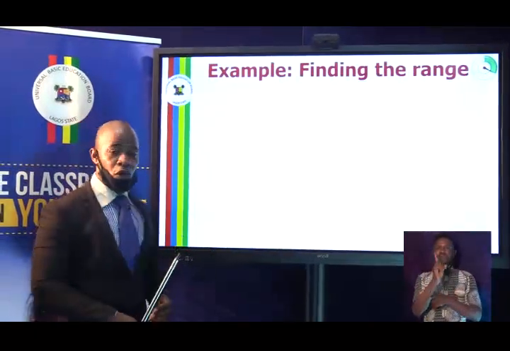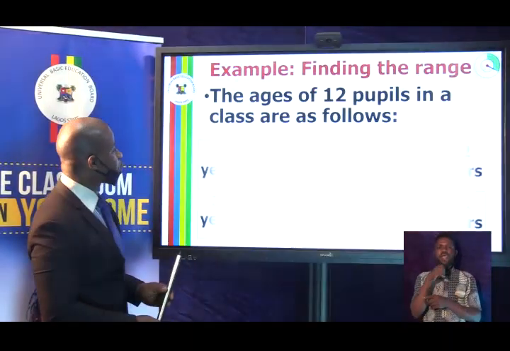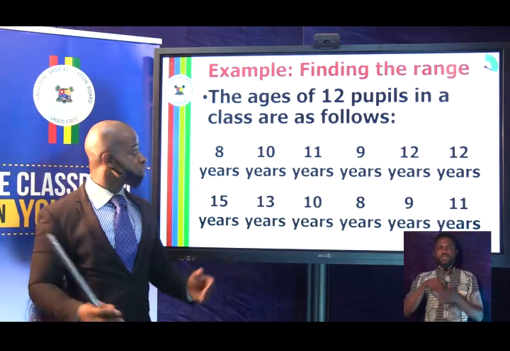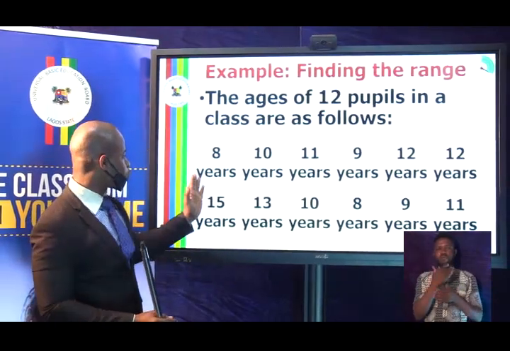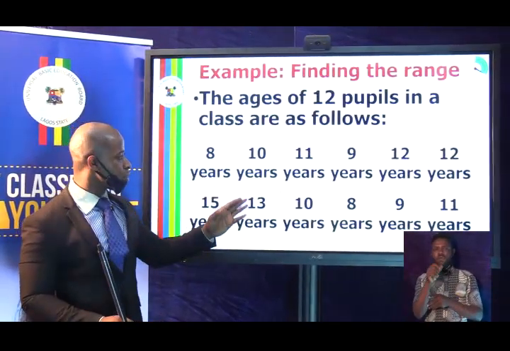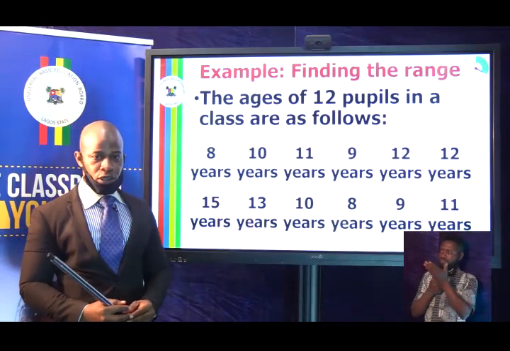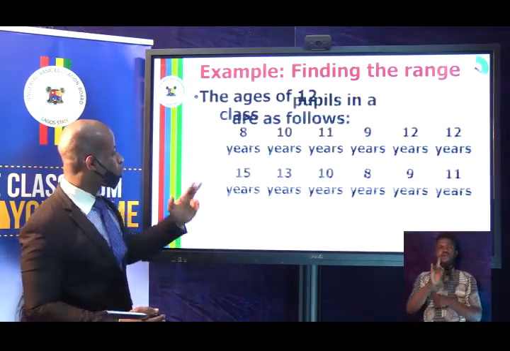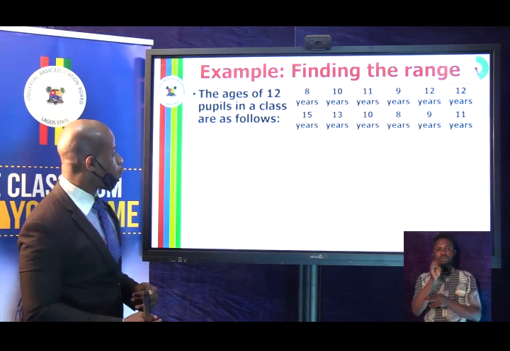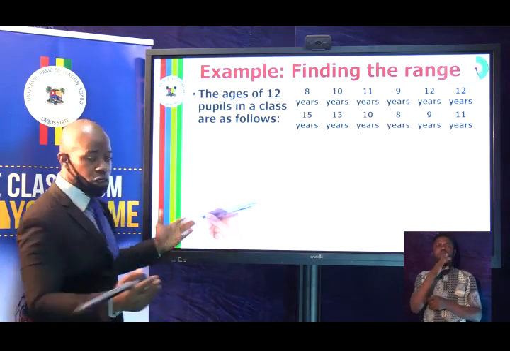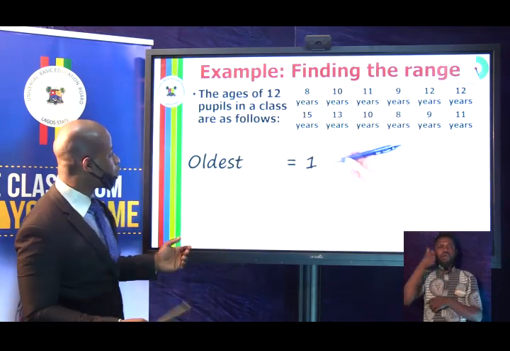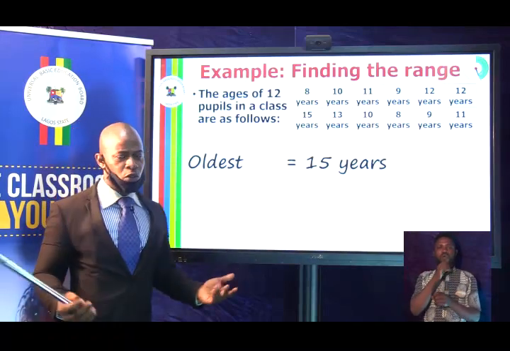Let's take a look at another one of this type. The ages of 12 pupils in a class are as follows. Now you have some pupils who are 8 years, 10 years, 11 years, and you have all these. Now we have to find the range of ages. So say, who is the oldest in the class? The oldest pupil will be 15 years old, quite old.